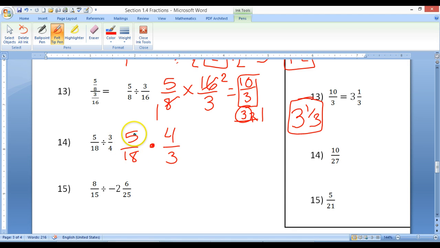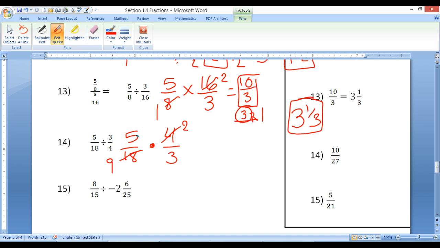Okay, so 5, it doesn't look like it reduces with any of the denominators. It doesn't go into 18, nothing goes into 3 with the 5, so that one stays. Let's check out the 4. 4 and 18, ooh, those are both even numbers, so I know both of those can be divided by 2. So let's go ahead and simplify that. 4 divided by 2 is 2. 18 divided by 2 is 9. Okay, it looks like that's all that simplifies.